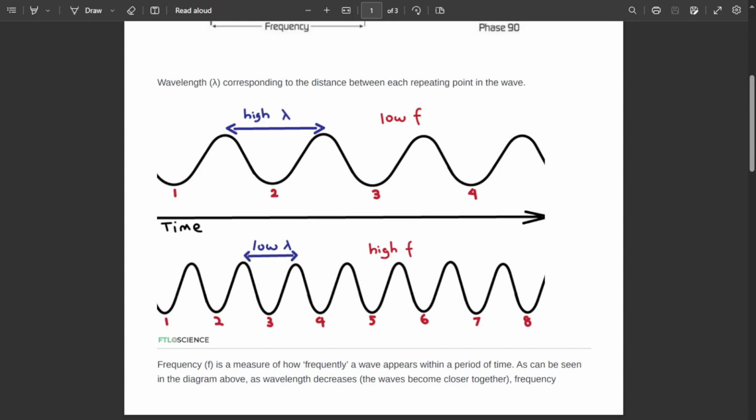This is one complete cycle, 1 to 2. Right? Then 2 to 3 is a complete cycle, but the duration is decreased. If the duration is decreased, then it's called high frequency and low wavelength. But if the duration is increased with respect to time, then you can say the wavelength is high and the frequency is low.